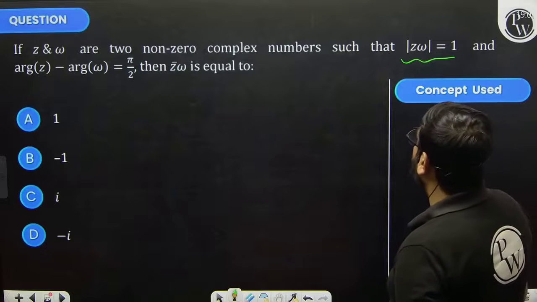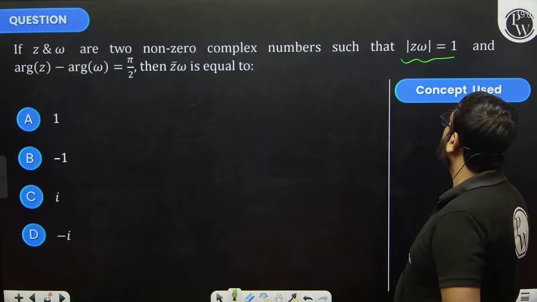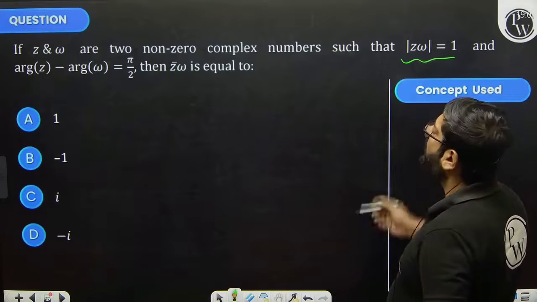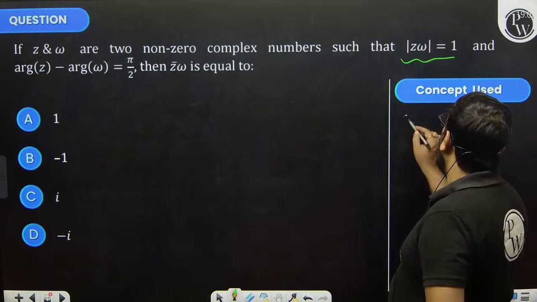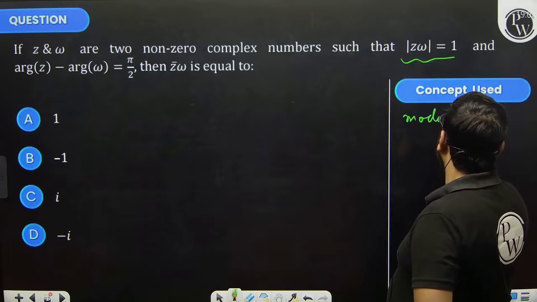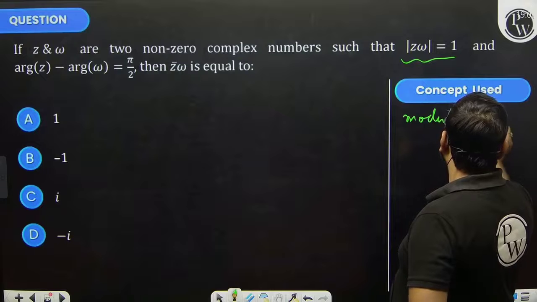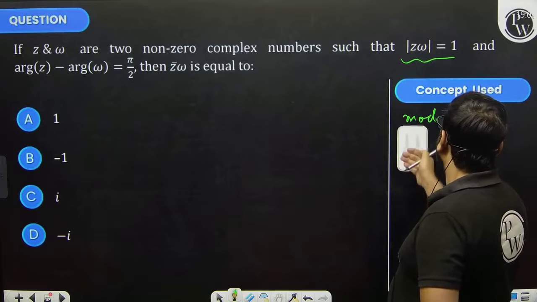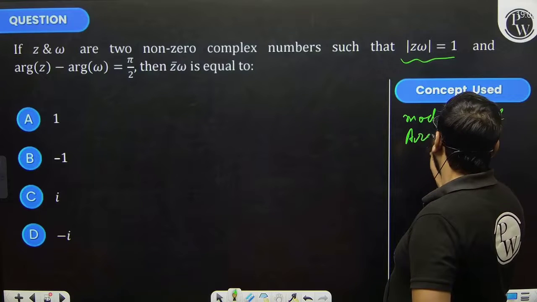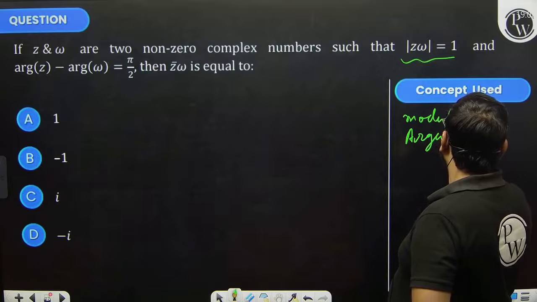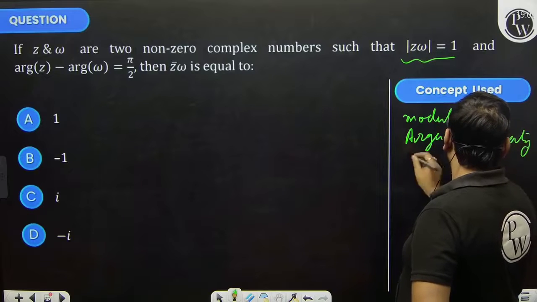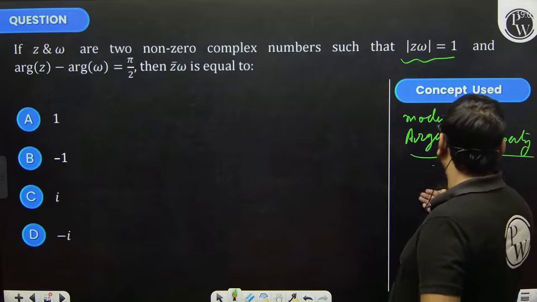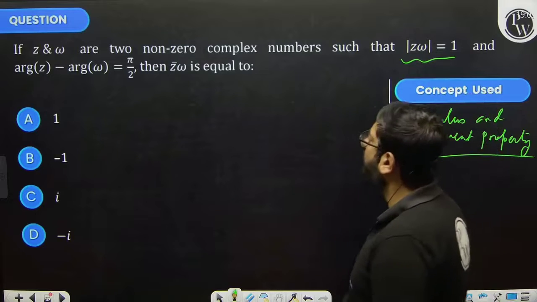So we will use here the representation of complex numbers, modulus properties, and argument properties, right? We will use these concepts: modulus and argument properties.